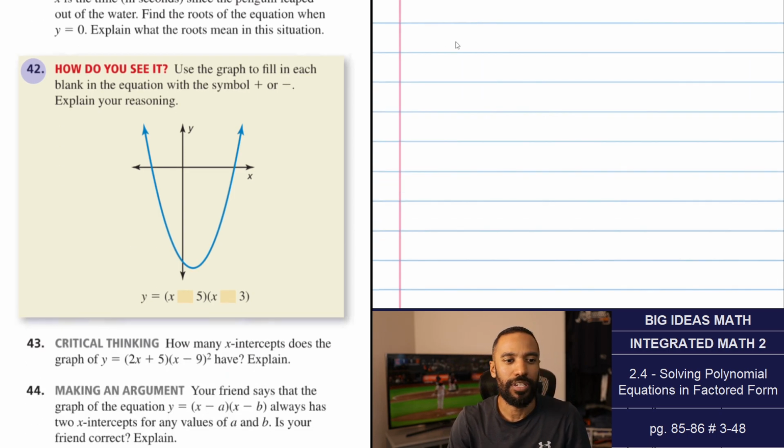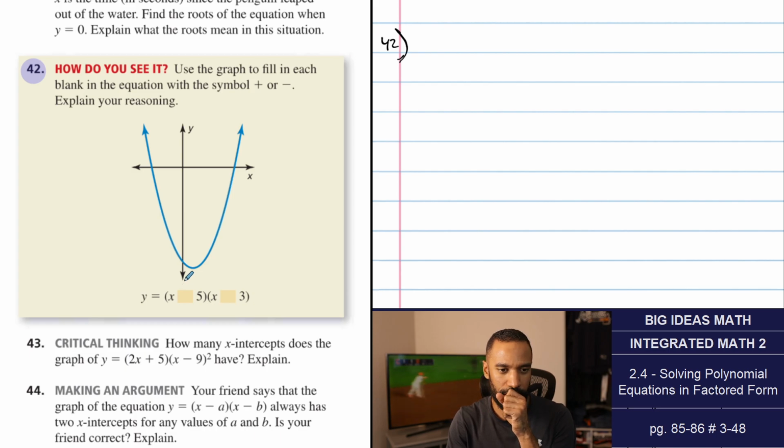42, how do you see it? Use the graph to fill in each blank in the equation with the symbol plus or minus. Explain your reasoning. So number 42, we have that graph. I'm going to point more at this one and talk about what's there, and then I'll just write the answer on the other side.